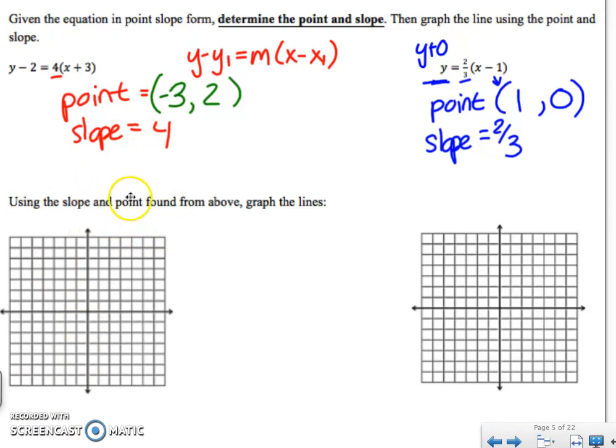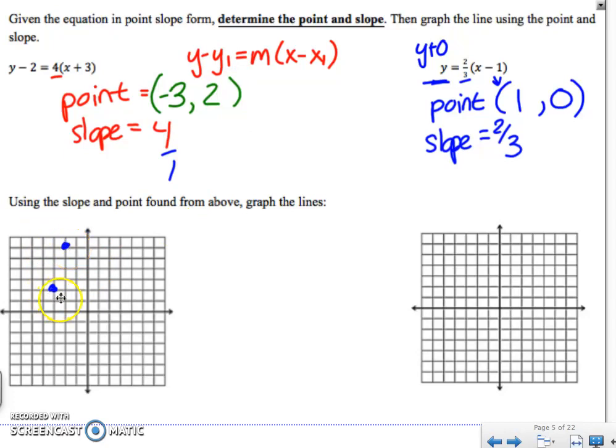So it says, using the slope and the point from above, graph the following lines. So what you do is you start at this point. So I'm going to plot -3, 2 on the graph, which is right here. And then I'm going to do my slope of a 4 over 1. So I'm going to go up 4, 1, 2, 3, 4, over 1.